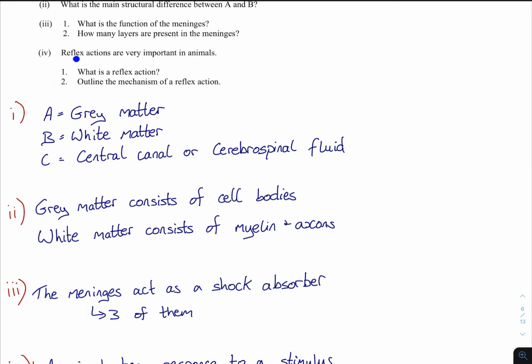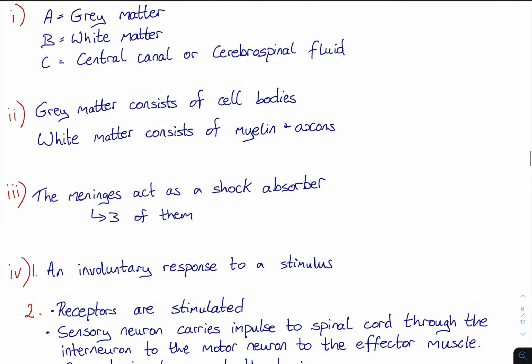Reflex actions are really important for animals. What is a reflex action, and outline the mechanism of a reflex action. So there's two, I suppose, descriptive mechanisms here. One of them is the transmission of a nerve impulse across the synaptic cleft, and the second one is the reflex action. So first off, what is a reflex action? It is an involuntary response to a stimulus.